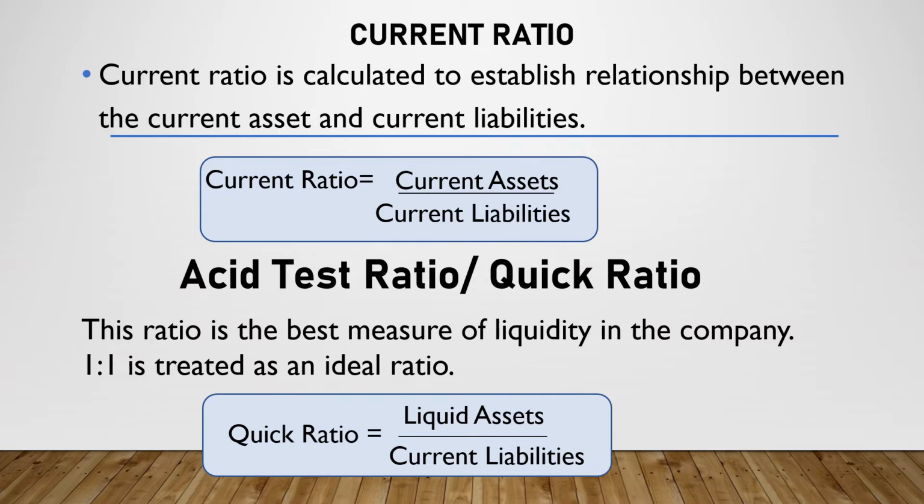Second is the acid test ratio or quick ratio. This ratio is the best measure of liquidity in the company. 1:1 is treated as an ideal ratio. The quick ratio can be calculated by the formula: liquid assets upon current liabilities.